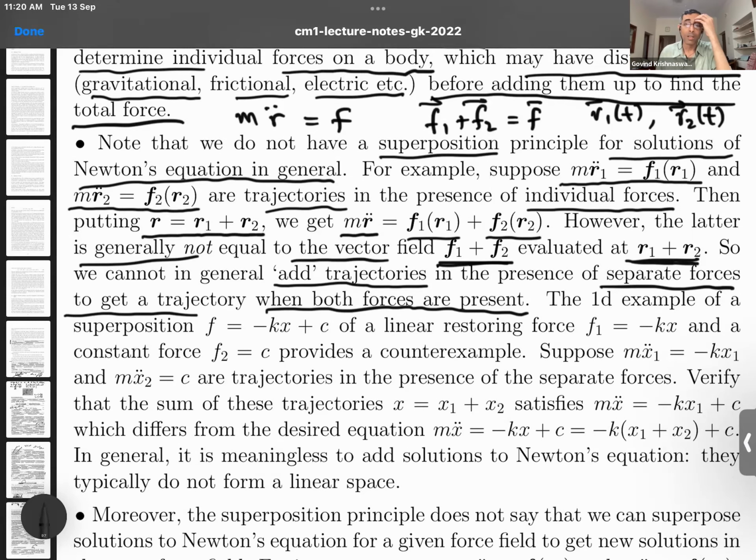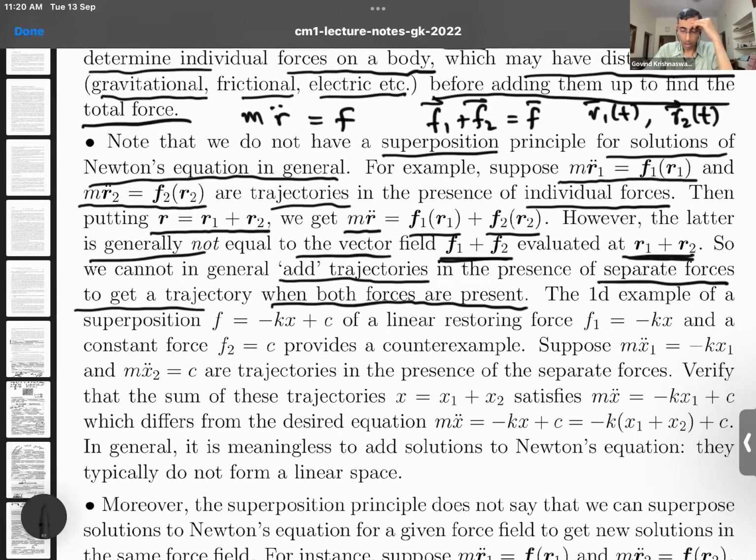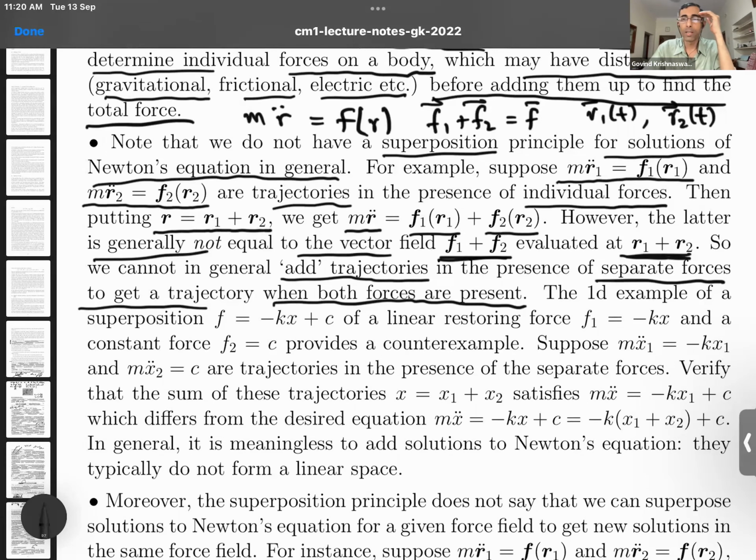A main point is that Newton's equation of motion is a what kind of equation? So could you please suggest to me what kind of equation is it? I've written the equation here, m r double dot equal to F of r. So please describe the equation to me. Mathematically speaking, what kind of equation is it? Second order differential. Correct. So second order differential equation.